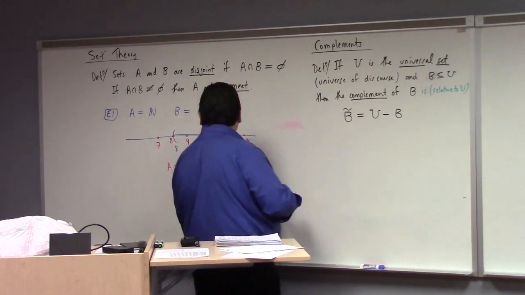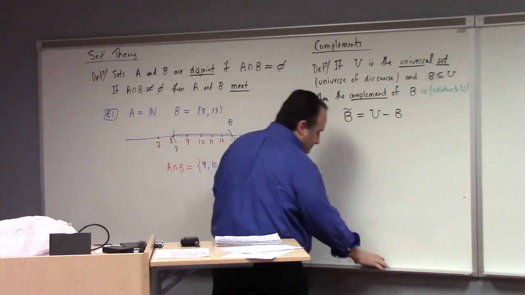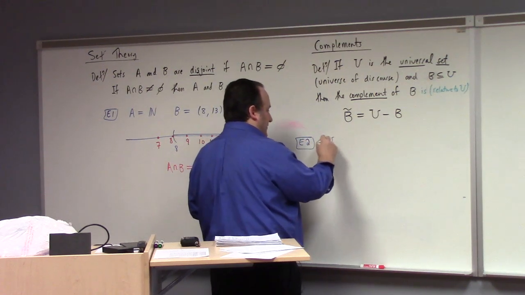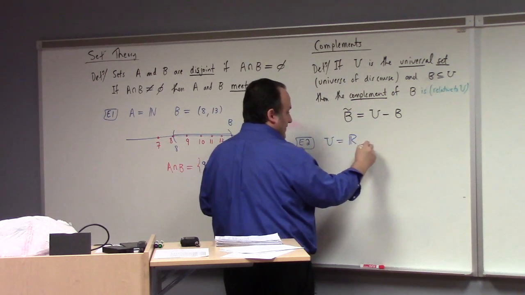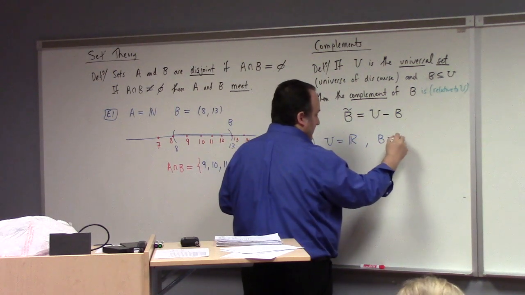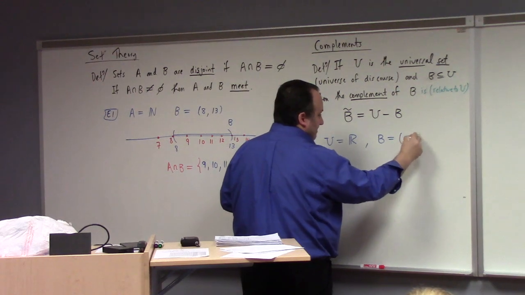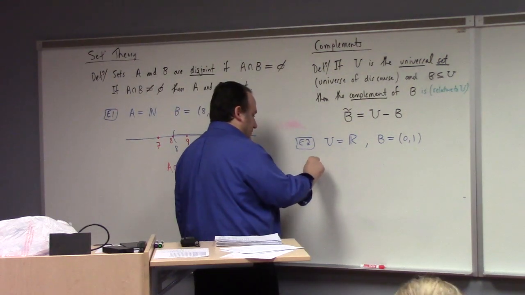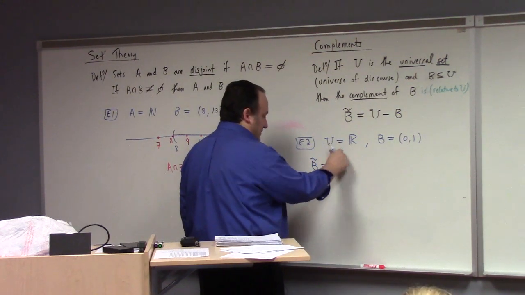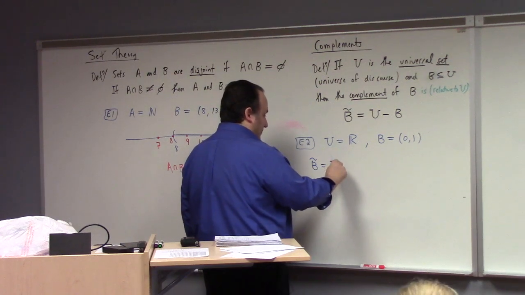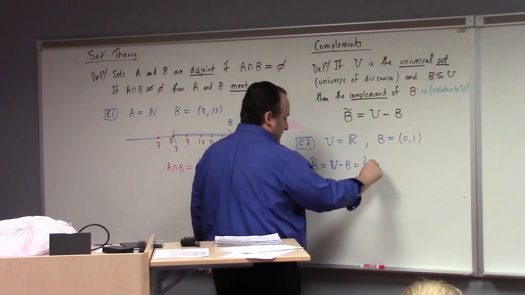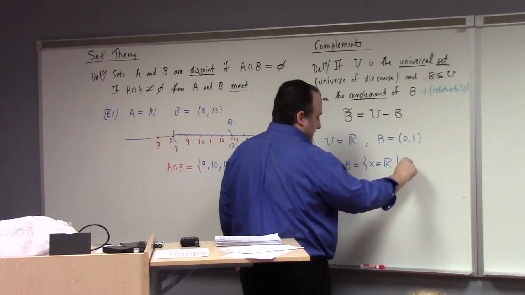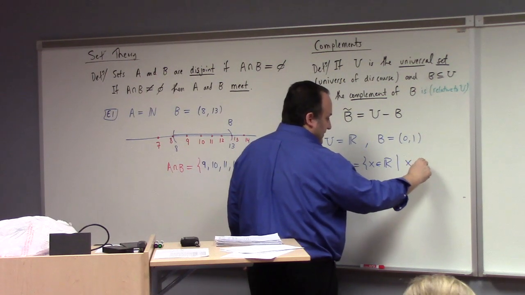Let's see an example of this. How about if we let our universe be the set of all real numbers, and let B be the open interval from 0 to 1. What's the complement of B? By definition, it's U minus B. But what does that mean? That means x in the reals such that x is not an element of B, and in this case B is (0, 1).